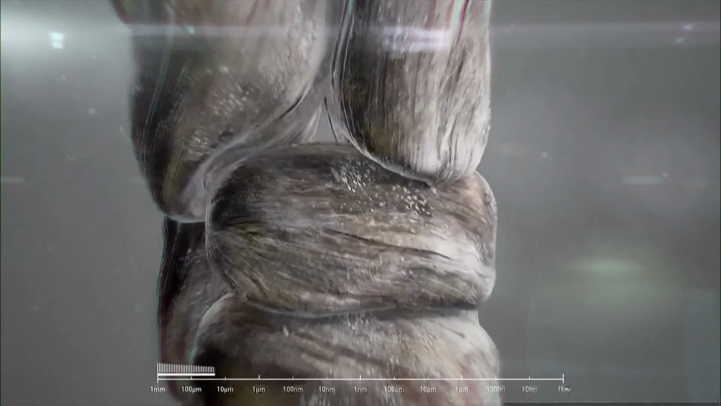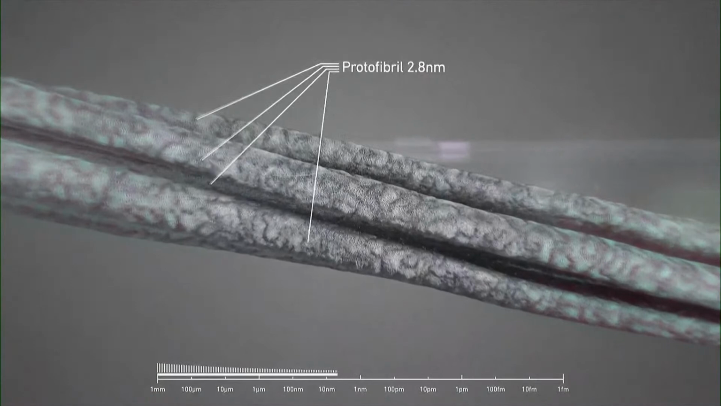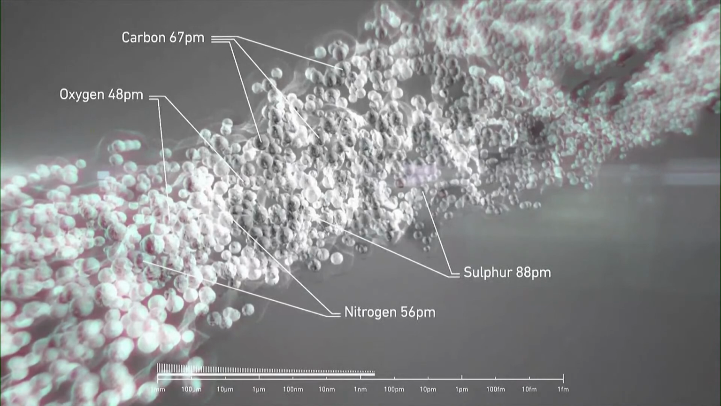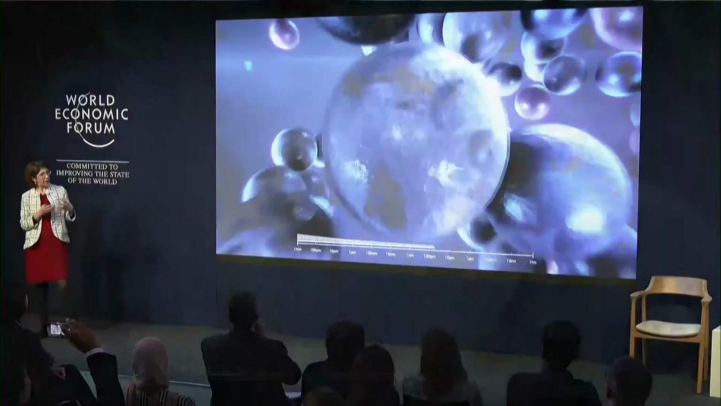And then if you go down deeper into the structure of matter, we find cells, of course. And then going deeper and deeper, we find various structures, fibrils and proteins, for instance. Here we go, keratin. And then if we go down deeper, we find atoms. In the case of air, we have nitrogen, sulfur, oxygen, and carbon. Now, atoms are not elementary particles. They are made of substructure.